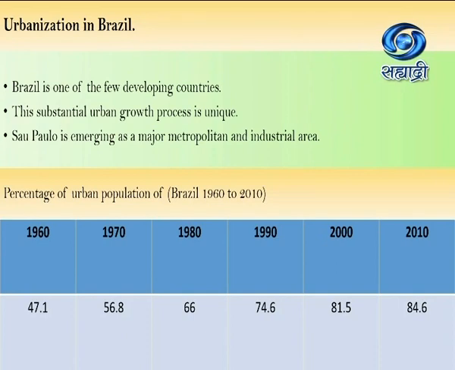Now, just like we saw in India, let us see how the percentage of urban population of Brazil has gone up. But here you will see quite different figures. In India, we saw it started from a very small figure, 18%. In 1960 in India, the urban population was only 18%, and it slowly went on till 31%. But here, in Brazil, in 1960, it was already 47.1.